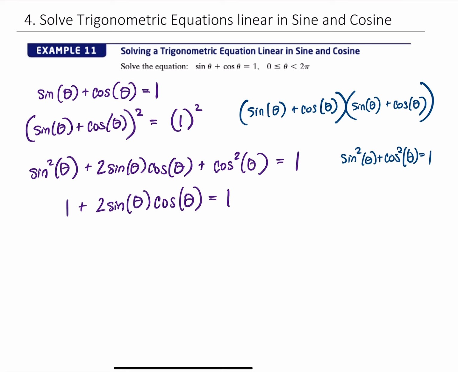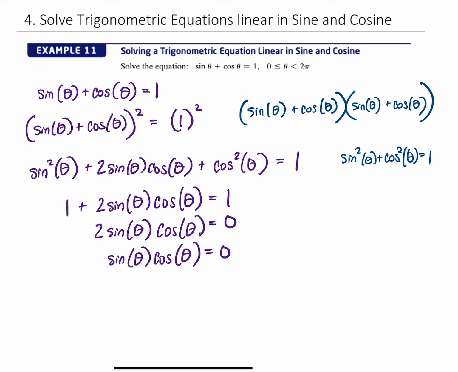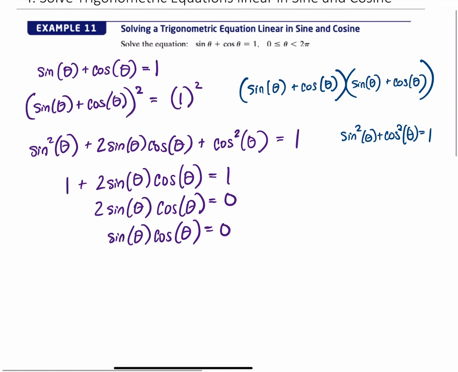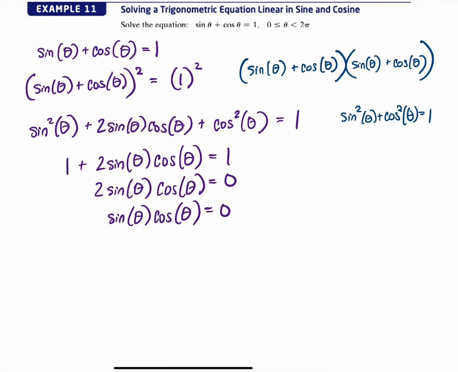So now if we subtract 1 from both sides, we get 2 sine theta cosine theta equals 0, and then divide both sides by 2, we get the sine of theta times the cosine of theta just equals 0. 0 divided by 2 is still 0. So now we have two things multiplied equal to 0. We can apply the zero product property and just take our first term, the sine of theta, that'll be equal to 0, and then our second term, the cosine of theta, will also be equal to 0.